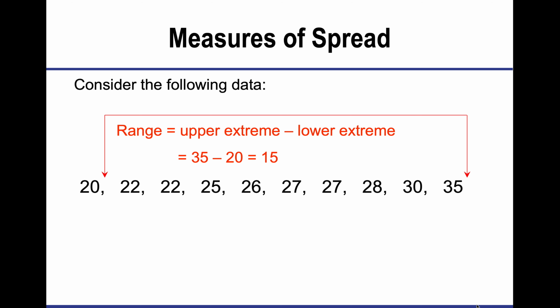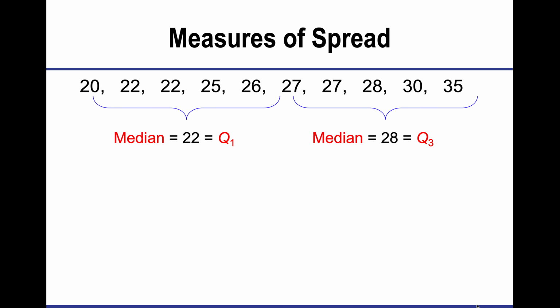The range, now we're moving on from measures of central tendency to measures of spread. The range is your highest value minus your lowest value. That tells us the spread of the data. The median, still finding from the middle number. Once I divide the median in half, it divides my data set in half at the median. And then I have what we call Q1 and Q3.